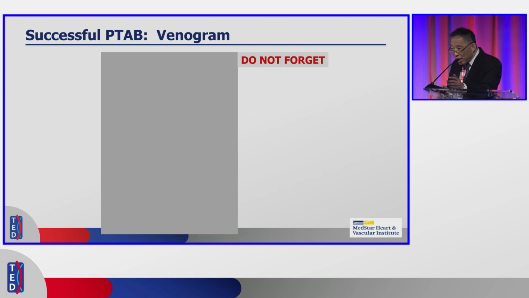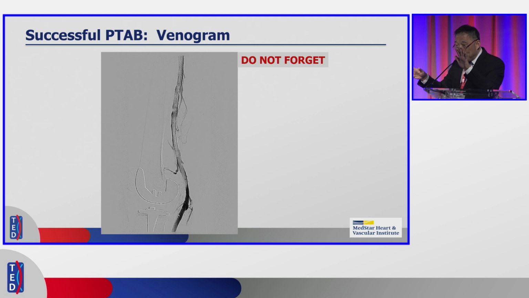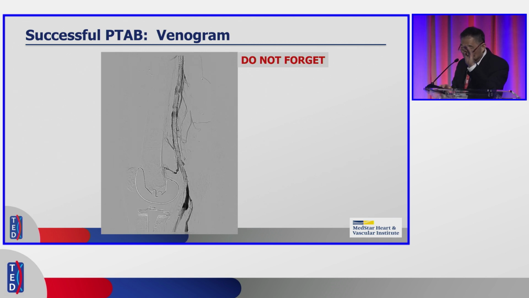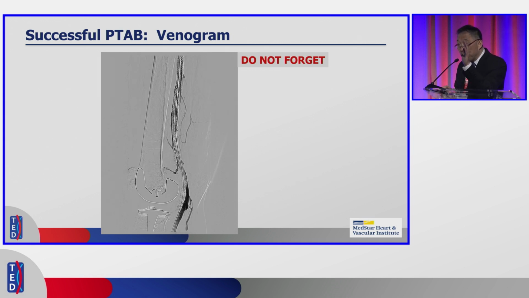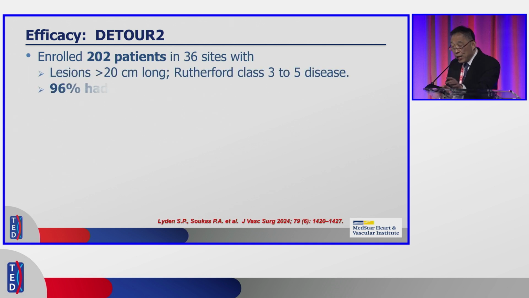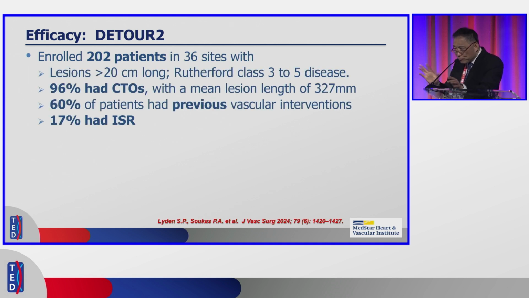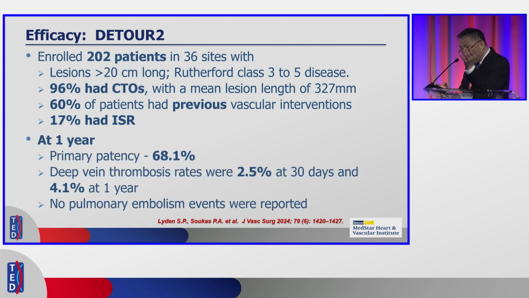Okay, good. So quickly, then at the end of the procedure, get a venogram. Yeah, sometimes I forget to do this and you curse yourself. But always get a venogram, just mainly to make sure that you have no issue for DVT in the future, right? So data-wise, I think you guys know all the data about this, right? Most of them were CTOs, part of the study. And then the nice thing is primary patency is 68.1%, right?